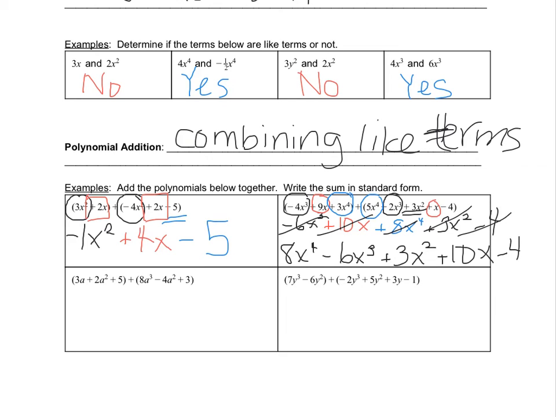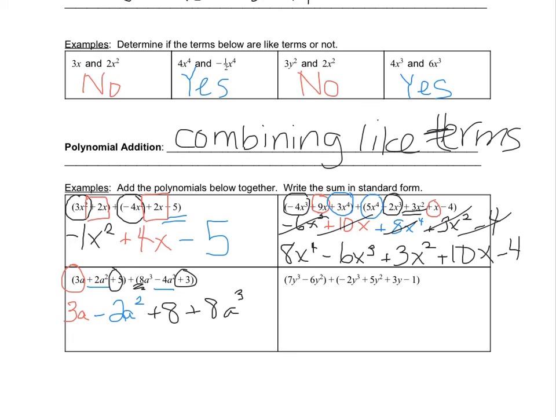Okay, let's try the next one. I see I've got a 3a. I don't have any other single a's, so I've got a 3a. Then I've got a 2a squared, and I've got a minus 4a squared, so together that makes minus 2a squared. I've got a plus 5 and a plus 3, so that's plus 8. And then I've got this little dude by himself, plus 8a to the third.